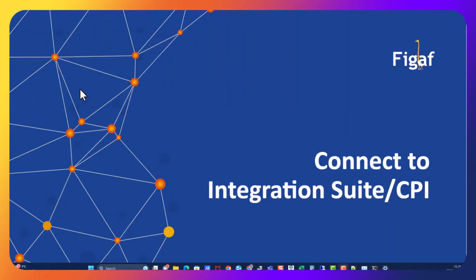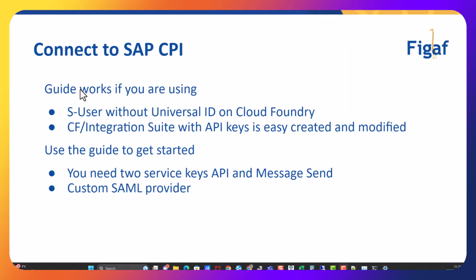Right. So the next thing we want to do is connect to our Integration Suite system. There are a number of different ways to do that. We have a way to use the S-user without Universal ID on Cloud Foundry. For Integration Suite, we also have a better way, and I think that is the way we will be setting up. If you're using Neo, it is also sometimes a little easier, and it is possible to do it in a pretty simple way. So let's try that.